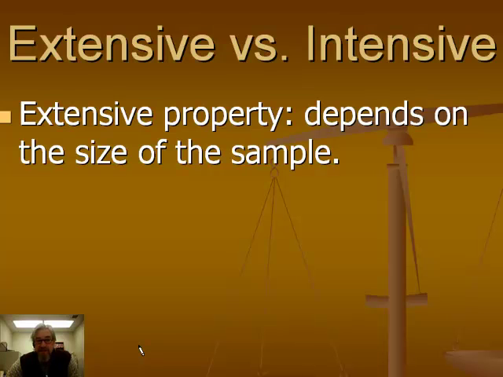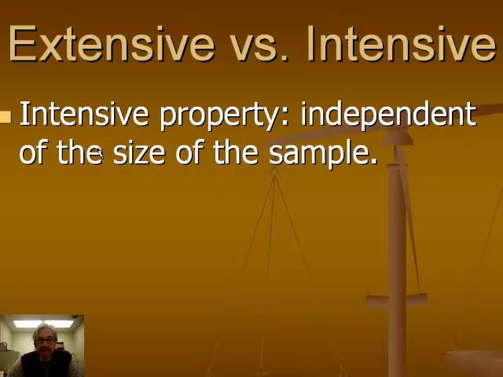One is called extensive, and intensive is the other. Extensive properties depend on the size of the sample. How big of a sample do you have? If it's bigger, that extensive property will be larger. If it's smaller, then it'll be smaller. Intensive properties, on the other hand, are independent of the size of the sample. It doesn't matter how big it is, the property will be the same. Temperature would be an example of that. A really large fire could have a temperature of 1300 degrees Fahrenheit, let's say. A very small fire could also have that same temperature.